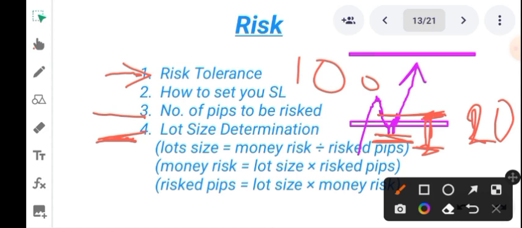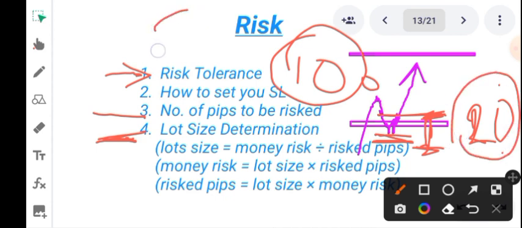What lot size should you use to arrive at this $10? Okay, so what you are going to do is this. It's very, very simple. You are going to use this $20, which is your determined risk, to divide the $10 you are going to risk. If you divide $10 by 20, you are going to have 2, right? So the lot size you should use should be 2.